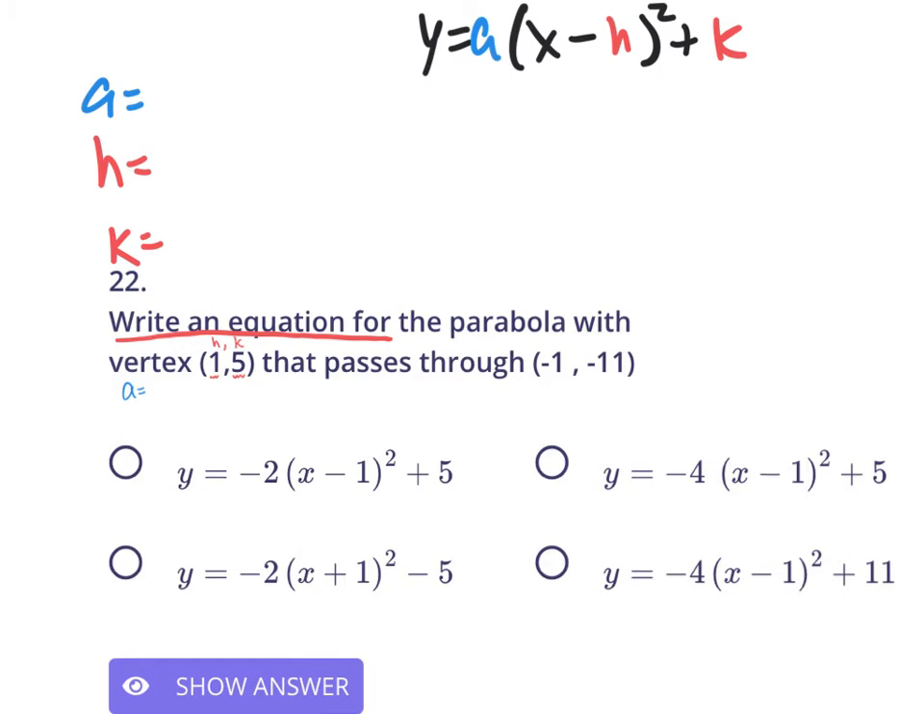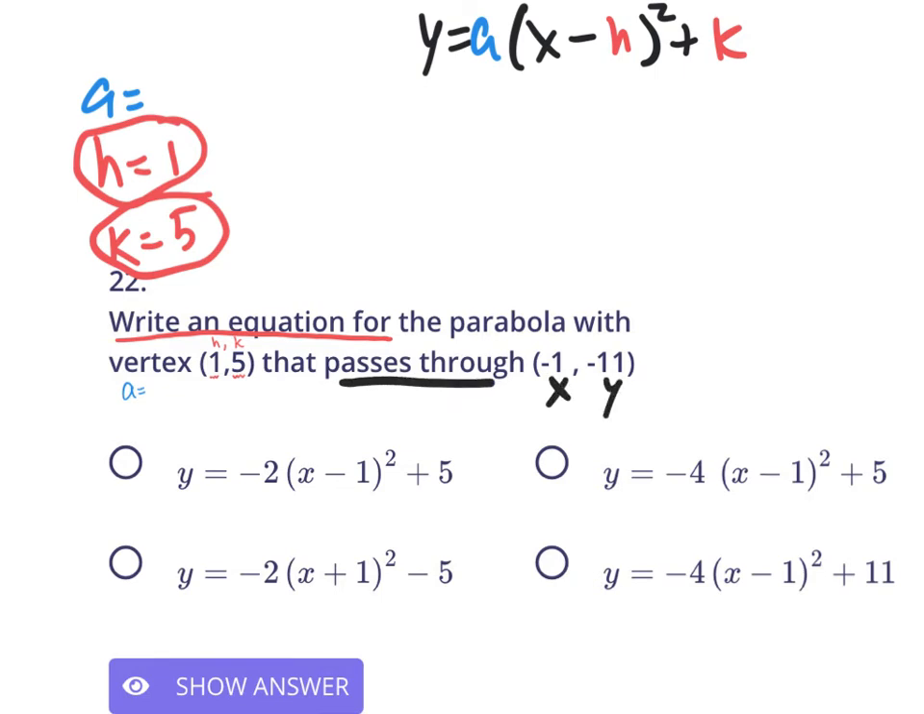So they directly give us the h and k value because they tell us that our vertex is (1, 5). So they give you the h, they give you the k, all you need is the a value. Now we do not have a. What do we have? We also have a point. It tells us that it passes through the point with -1 for x and -11 for y. So they give us a coordinate, which means they're giving you an x and a y value.